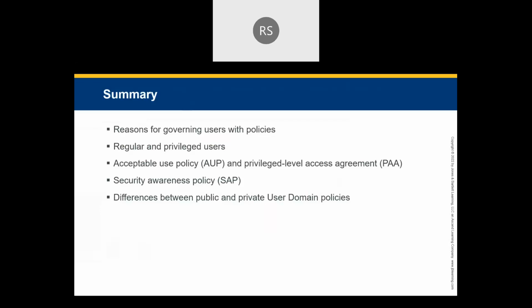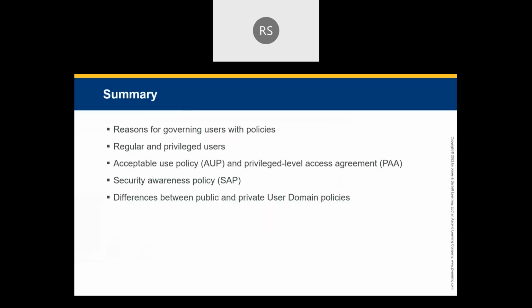Users within organizations can be classified as either regular users or privileged users, and they each require different levels of access and responsibilities. We've looked at the acceptable use policy and the privilege level access agreement. We've talked about the SAP, the security awareness policy, and how it aims to inform workers about the basic principles of information security, raise awareness of risks and threats, provide guidance on dealing with unexpected risks, and also encourage reporting suspicious activity or breaches. This helps build a security and risk-aware culture within the organization.